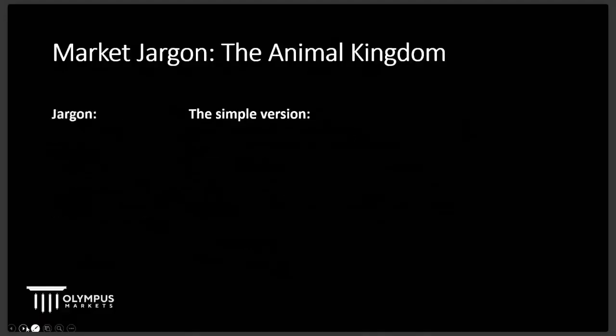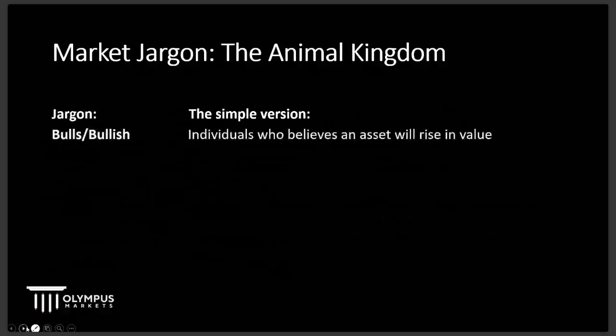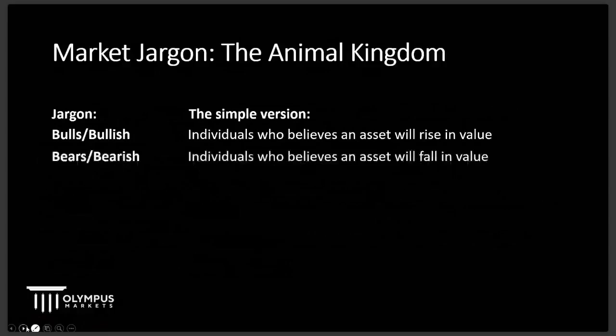Then you have bulls and bullish. These are individuals who believe an asset will rise in value. So if I say I'm bullish about gold, not saying that I am, but if I was bullish about gold, I would believe gold would go up. So bulls are optimistic, believe something's going to go up in value. Bullish is an optimistic belief. Bears or bearish is the opposite. These are individuals who believe an asset will fall in value.